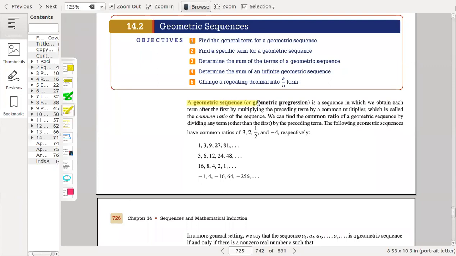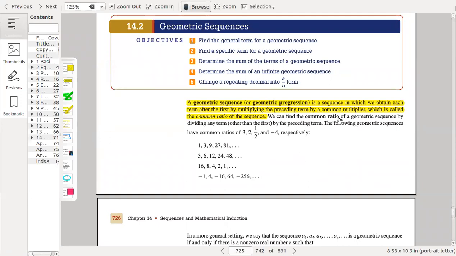A geometric sequence or geometric progression is a sequence in which we obtain each term after the first by multiplying the preceding term by a common multiplier, which is called the common ratio of the sequence. So in a geometric sequence, we can obtain the next term by multiplying the current term by the common ratio.